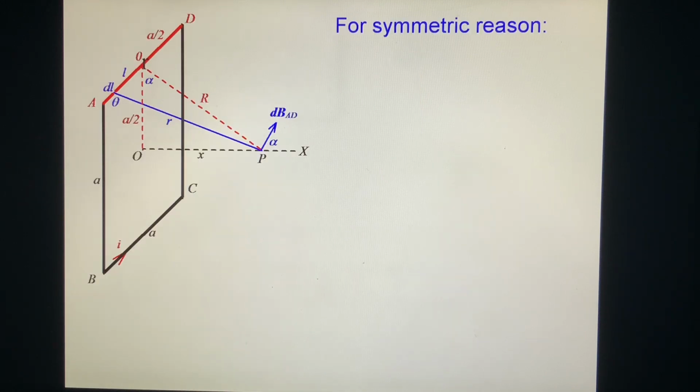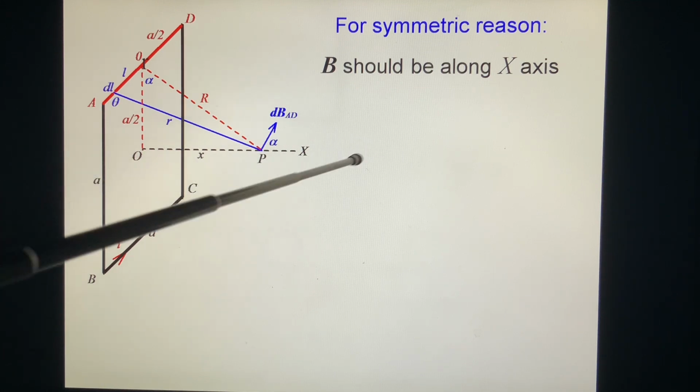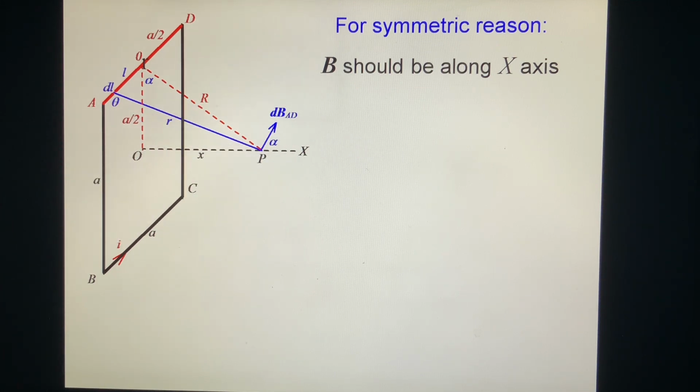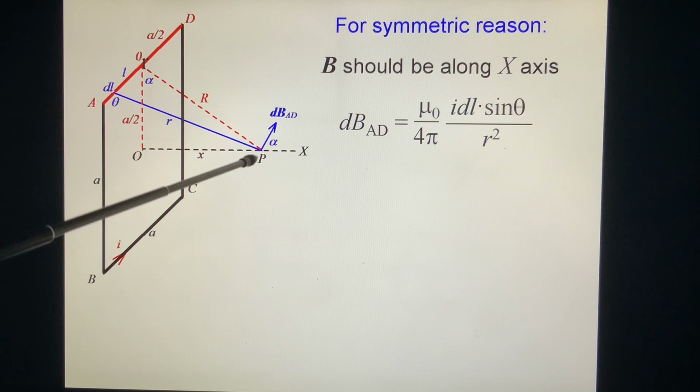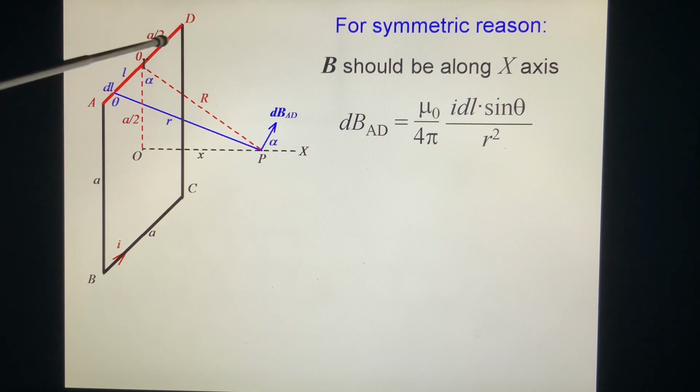Now, let's look at this situation. P is on the central axis, the symmetry axis of this loop. By symmetry, we know that B must be along the direction of x connecting P and O. B is the superposition of the fields from the four current lines, so we only need to calculate the magnetic field produced by one line, then apply it to the other lines.